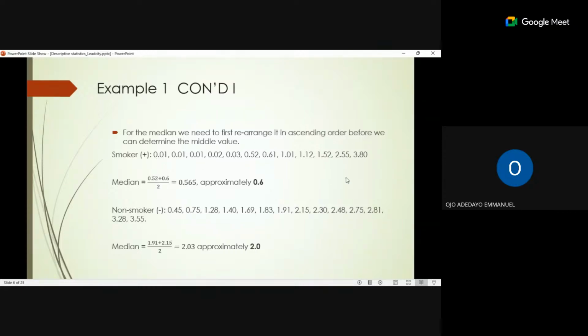If I count 5 towards my right hand side, I'm going to have 3.80, 2.55, 1.52, followed by 1.12. That is number 4. Then number 5 is going to be 1.01. So that is 5 towards my right hand side. Now, towards my left hand side, you are going to count the same 5: 1, 2, 3, 4, 5. After that, we are left with 0.52 and then 0.61. So we are left with 2.